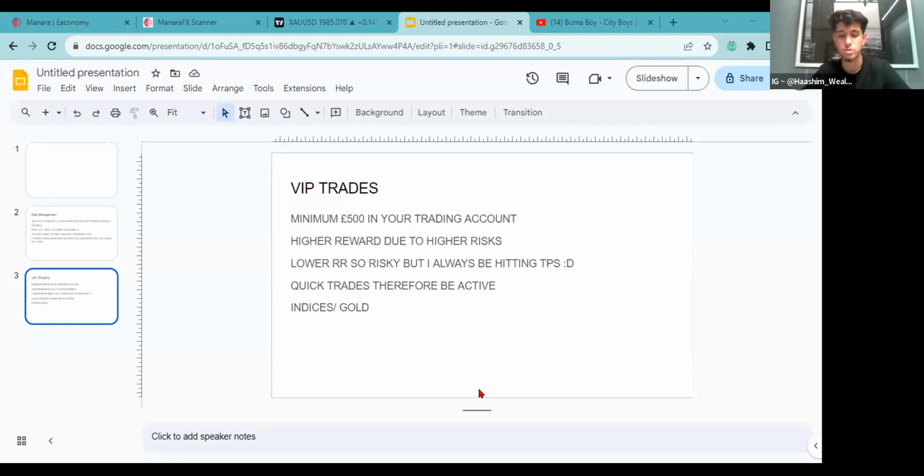I'm actually going to join through my phone so I can show you guys how to copy and paste these trades into your trading account. Give me 2 seconds. While I do that, if you guys have any questions, let me know in the chat.